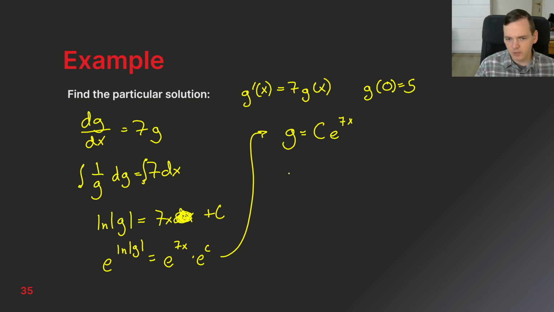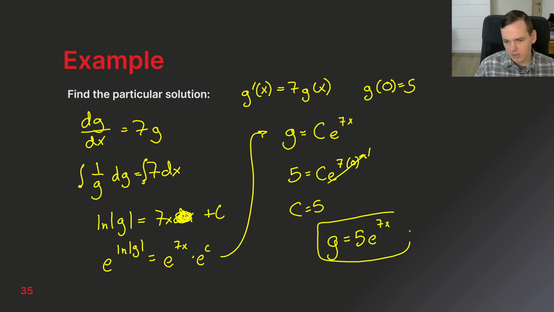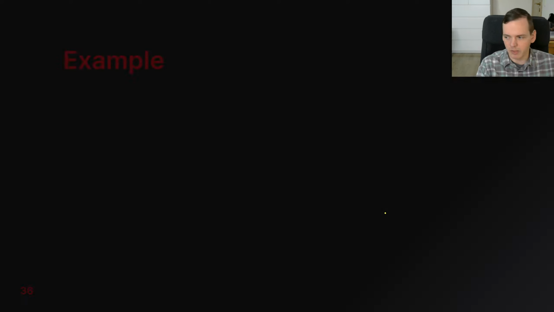So now g of 0 equals 5. I say 5 is equal to c e to the 7 times 0. E to the 0 is just 1, so c is equal to 5. So g is equal to 5e to the 7x. And you see it's an exponential function. It has e to the x power. So that's how these will typically look.